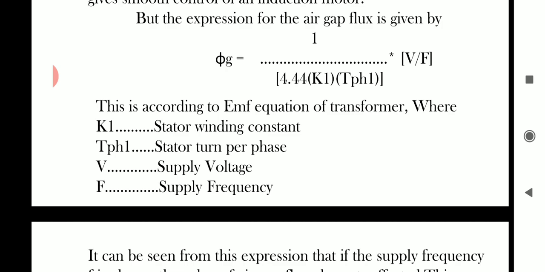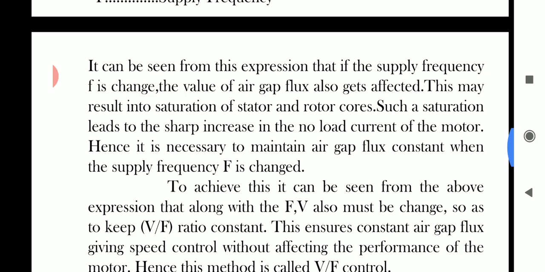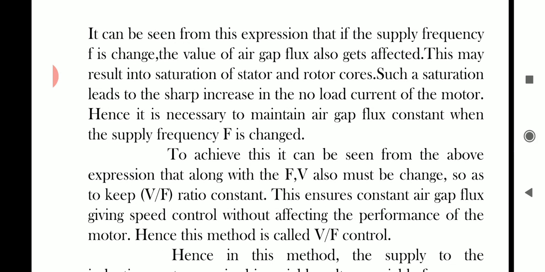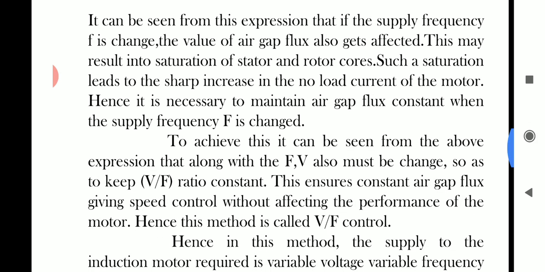So with the help of this formula you can conclude that phi g will change, but you have to maintain this phi g constant. So how is it possible? We will see it now. To achieve this, it can be seen from the above expression that along with f, v also must be changed so as to keep the v by f ratio constant.